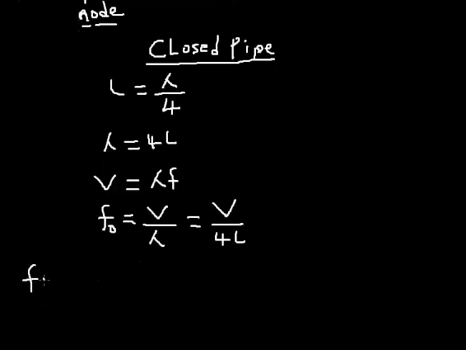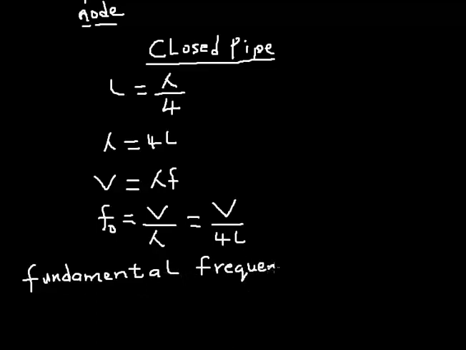So this frequency now is the very first frequency. That means the very first tone that you will hear whenever someone blows into a pipe to produce music, the very first note, is called the fundamental frequency. So for a closed pipe, the fundamental frequency F0 is given by the formula V all over 4L.